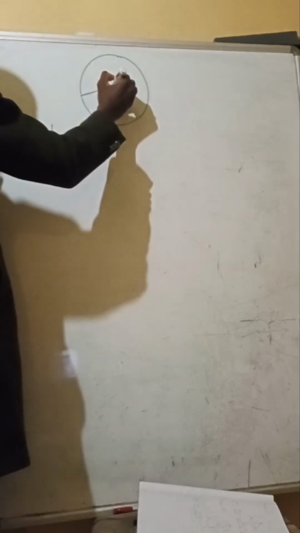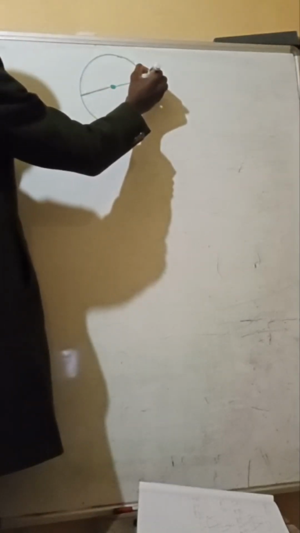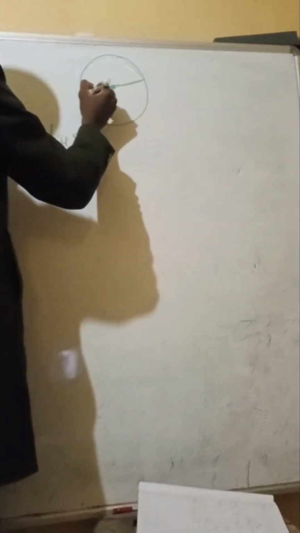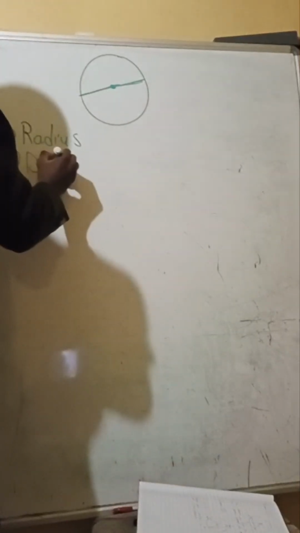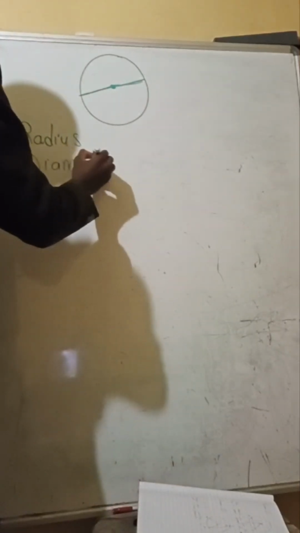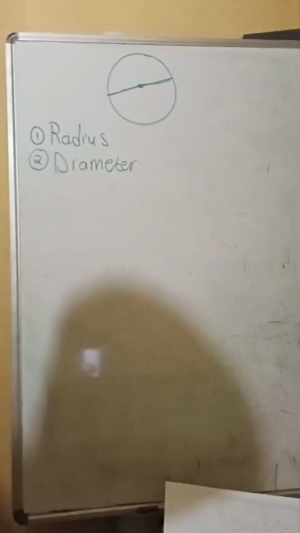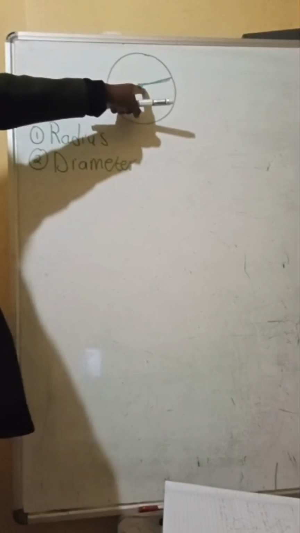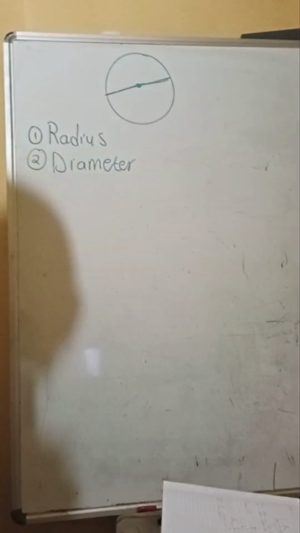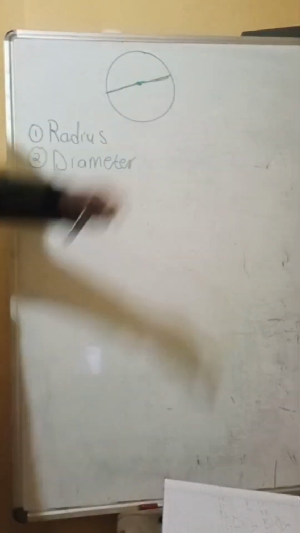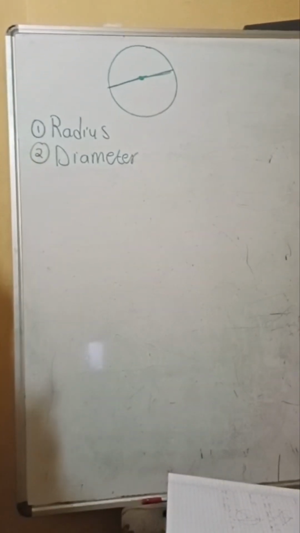But if that line passes from circumference to circumference, now that line is called a diameter. A line that is drawn from a center to the circumference is called a radius. A line drawn from the circumference to circumference is called a diameter.